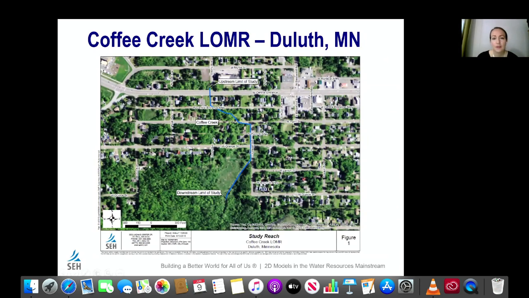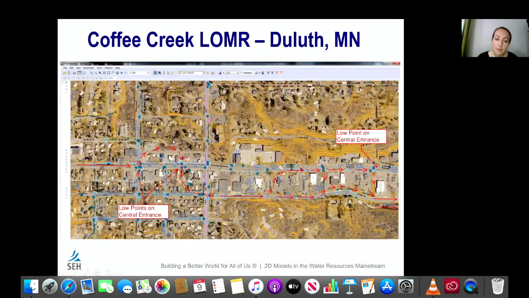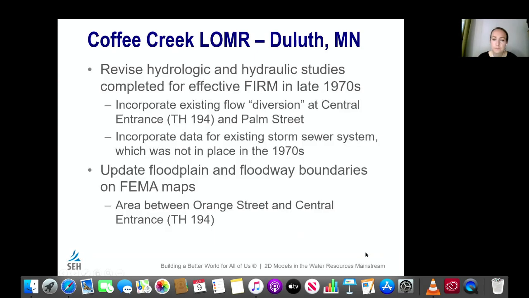What we were hired to do in Duluth was study Coffee Creek and help the city prepare a letter of map revision because they observed that in the June 2012 event, flow coming down Coffee Creek towards Central Entrance actually split at Central Entrance due to the limited culvert capacity. And a lot of flow was routed down the hill along Central Entrance into the adjacent watershed. And this is a sketch that the city provided of that routing. So they said the breakout flow went down Central Entrance, left the road, filled up a low area, crossed the road to the south side, flowed down Palm Street, split, and so on. And it was a pretty complex flow pattern that was observed.